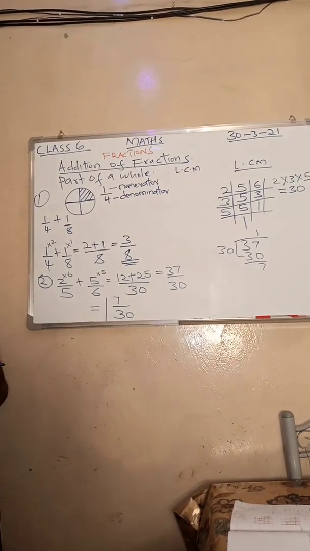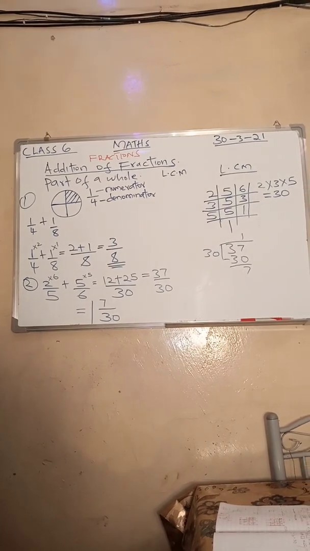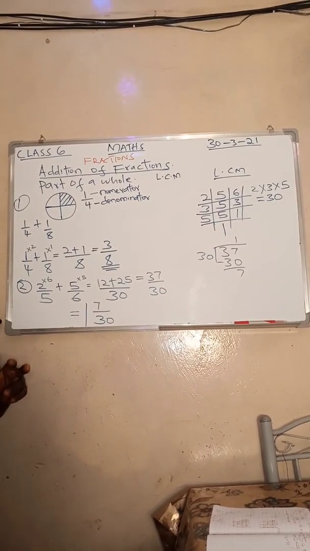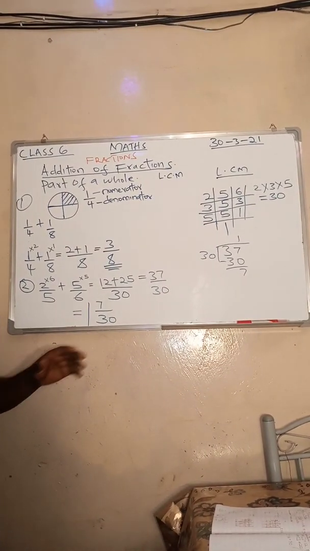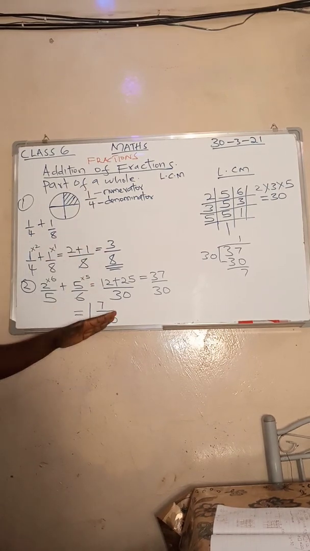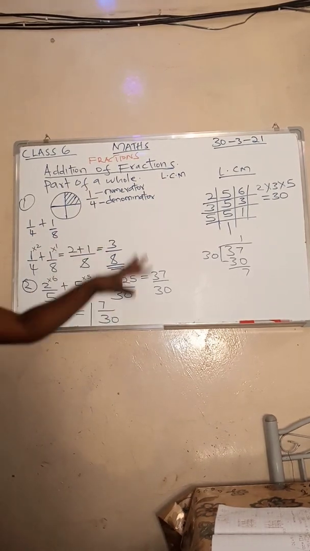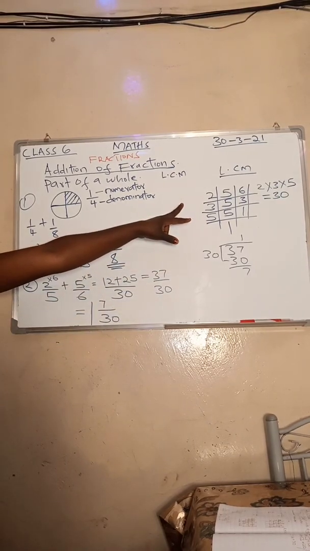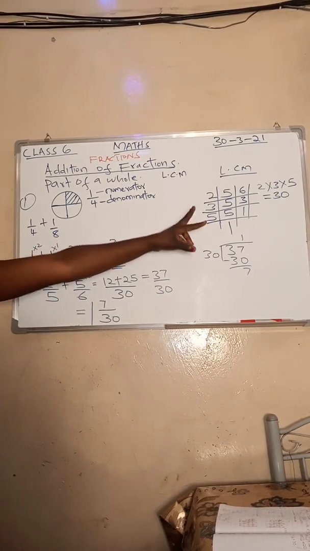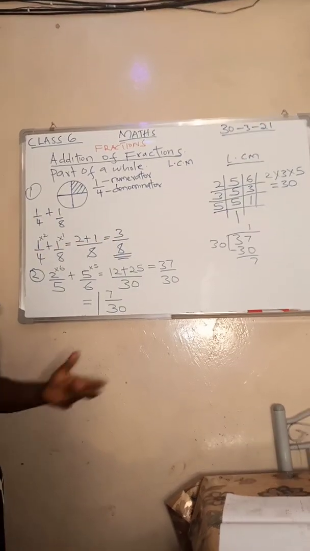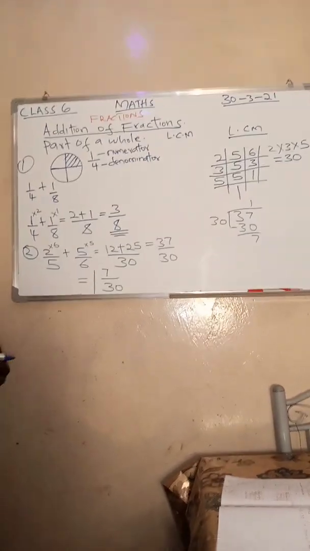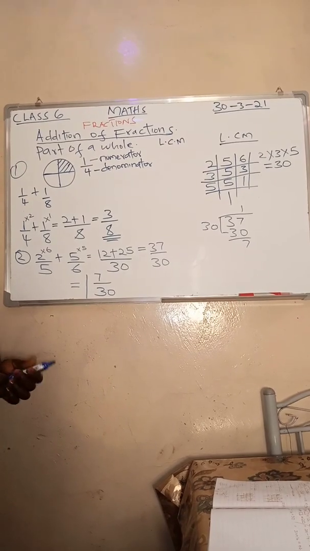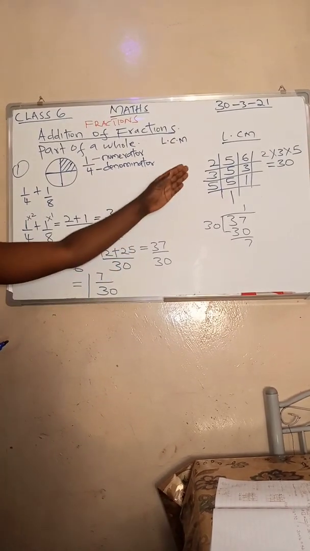So I hope up to that point, at least now you have an idea of how to add fractions with different denominators. Just like I demonstrated the first one, this is the answer, and I demonstrated also the second one, this is the answer. Don't forget the LCM, which is the least common multiple. And in case you've forgotten, go back to your work and just check the whole topic. Continue revising and checking on how to do the LCM.